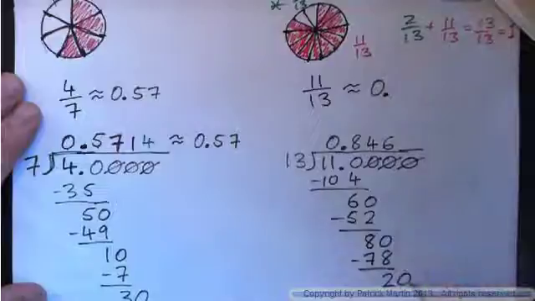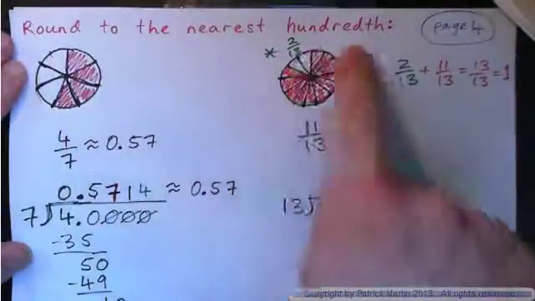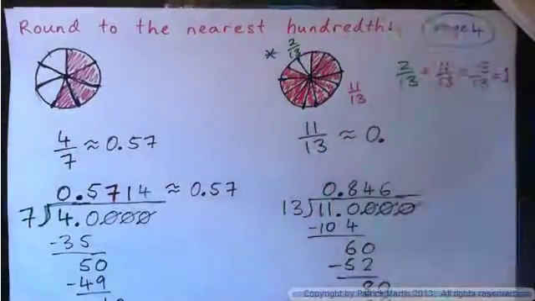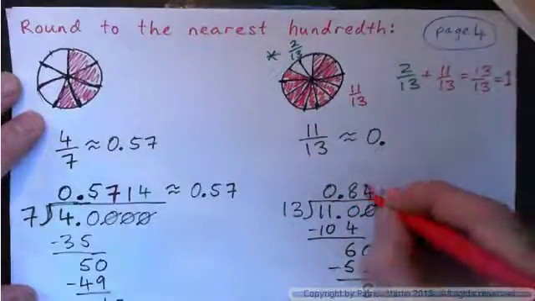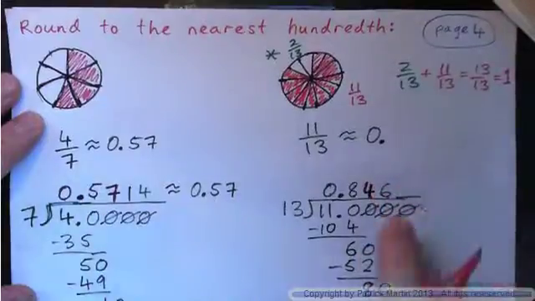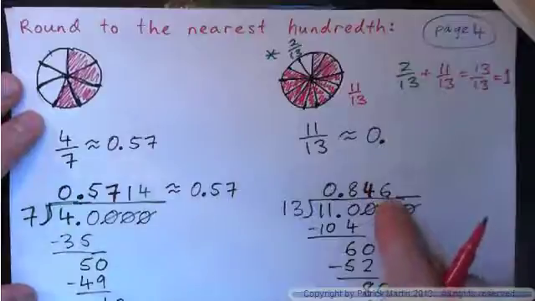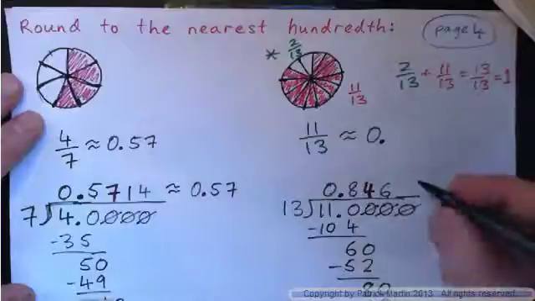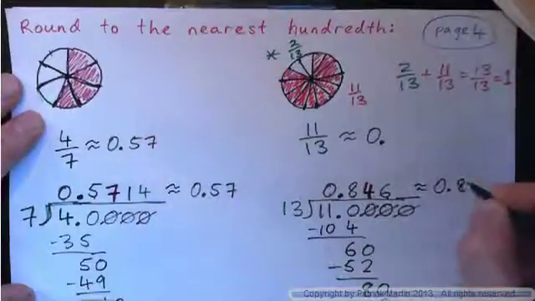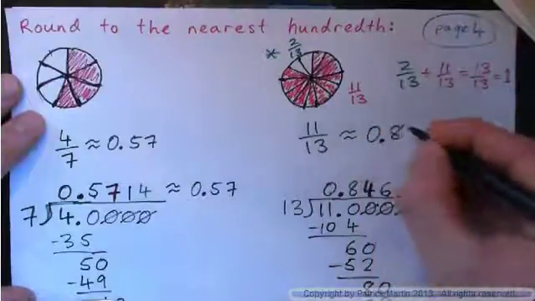Bring down a 0. And I can keep going if I like, but I only need to stop there because I'm asked to round to the nearest hundredth. I've got ones, tenths, hundredths, thousandths. The hundredth is here, 4. Now do I round up or round down? The thousandth digit is a 6, so I need to round up, right? So this is approximately 0.85 to the nearest hundredth. So 11/13 is approximately 0.85. Okay.